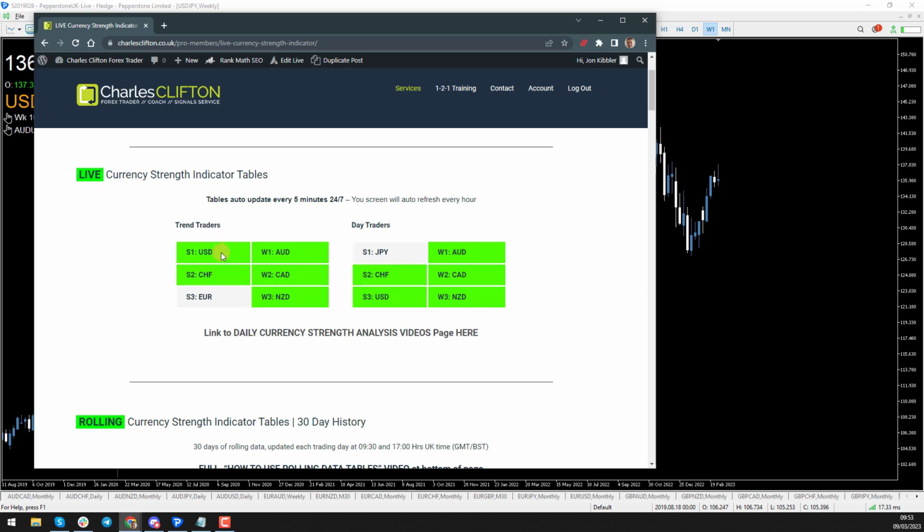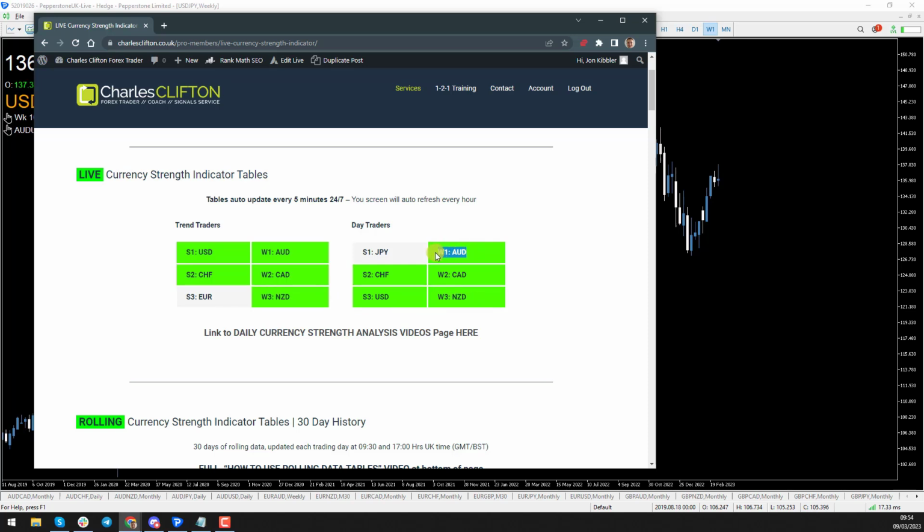So we can see from the trend traders that the dollar is the strongest currency. However, it's only the third strongest currency on the day traders. The Swiss franc is the second strongest currency on both tables, and you can see that the Australian dollar is the weakest on both tables. The Canadian dollar is the second weakest on both, and the New Zealand dollar also featured as the third weakest.